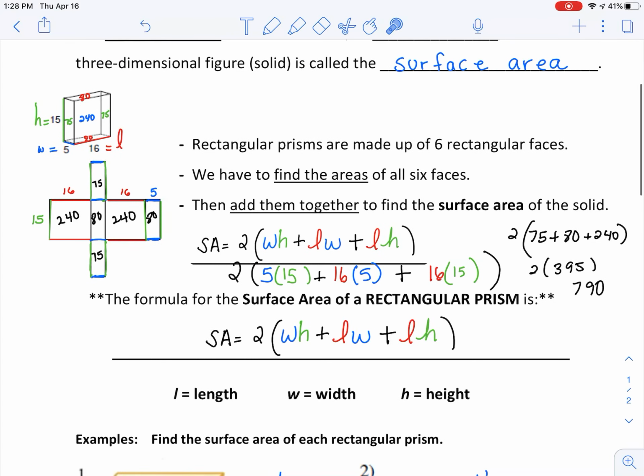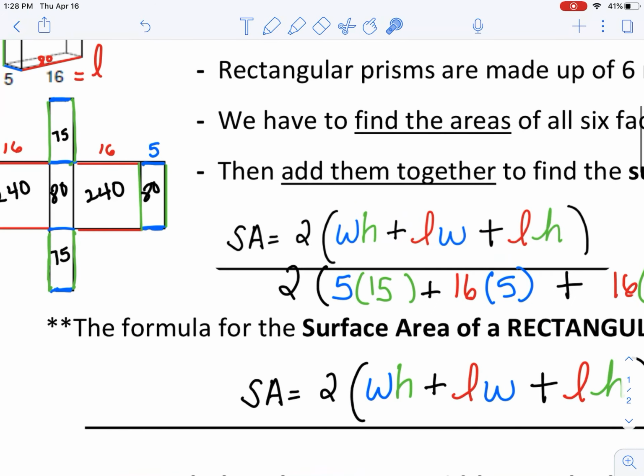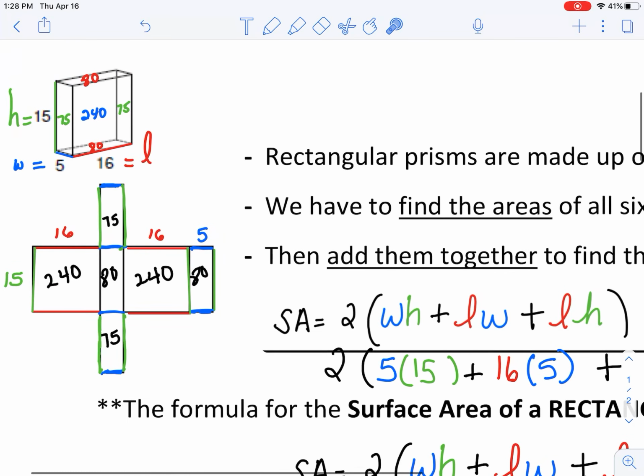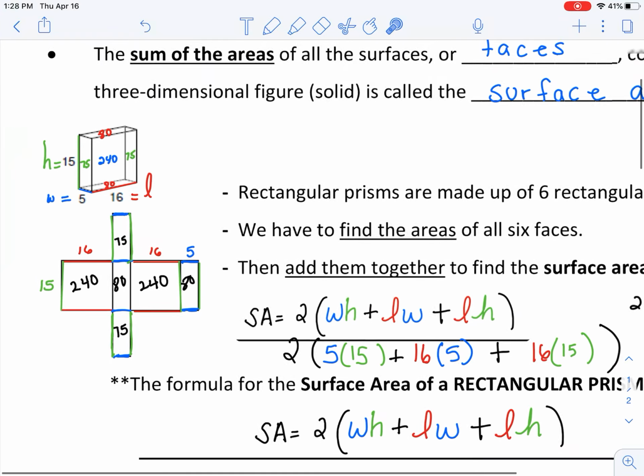So what I did here is I tried to color coordinate everything for you. First off, the 2 comes from the fact that there's a bottom and a top to basically each of the sides. Think about a cereal box. If you have one, you can put it in front of you so you can get an idea of what we're doing here. So again, the 2 represents, for example, the bottom and the top. There's 2 of them that are going to be the same. You're going to double the sides because those are going to be the same. And then the 240 is the big face of it all. You're going to double that for the front and the back.